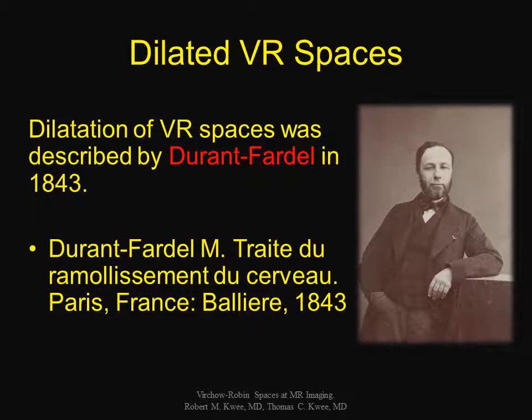Dilatation of Virchow Robin spaces was first described by Durand-Fardel in 1843. Durand-Fardel described it as many round small holes, always containing a patent blood vessel and located in the hemispheric white matter. He believed that it was caused by mechanical compression of cerebral tissue related to the dilatation of the cerebral blood vessels during repetitive cerebral congestion.